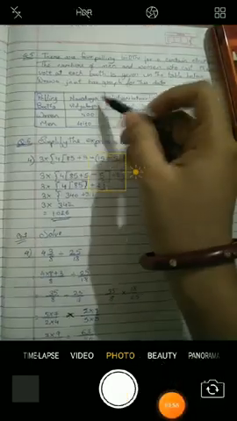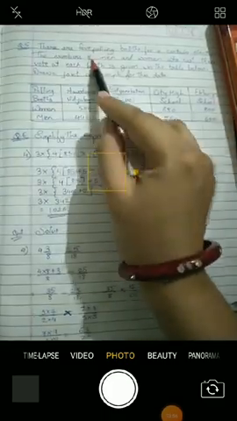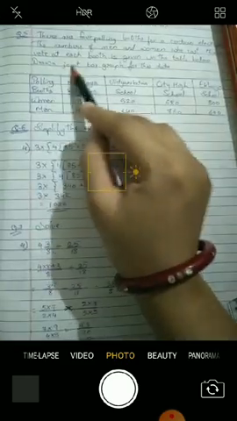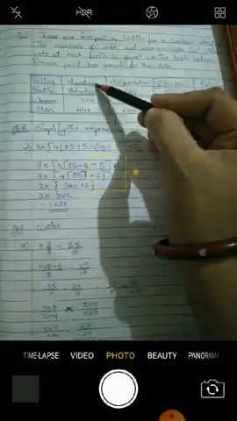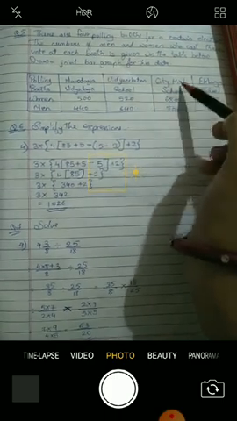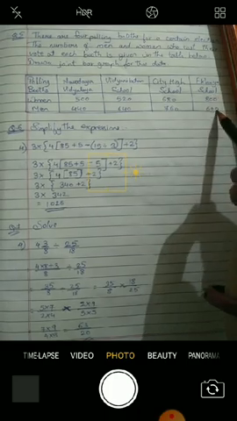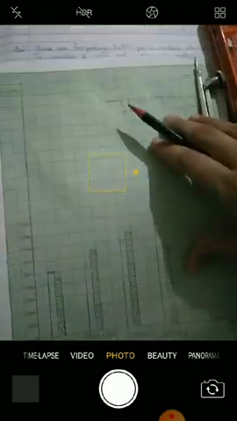Question number 5 is a graph. There are 4 polling booths for a certain election. The numbers of men and women who cast their vote at each booth are given in the table below. Draw a joint bar graph for this data. Polling booths, women, men. Navodaya Vidyalaya 500 and 440, Vidyaniketan School 520 and 640, City High School 687 and 60, and Eklavya School 800 and 600. So we will draw a bar graph.